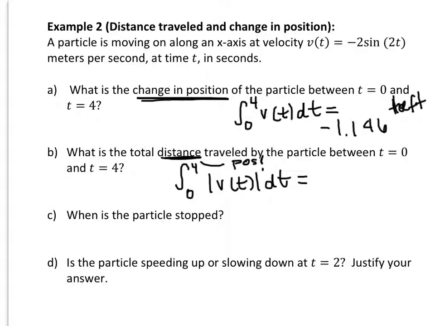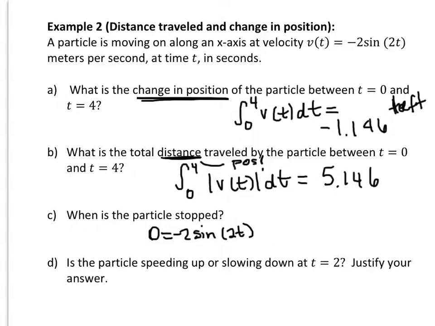It's thinking. My calculator is thinking. It's very difficult to do absolute value types of questions. And I end up with 5.146 units, somethings. When is the particle stopped? That's an old question. 0 equals negative 2 sine 2t. I'm going to leave that one for you to try, and then we'll talk about it in class tomorrow or on your quiz, on your reading quiz.